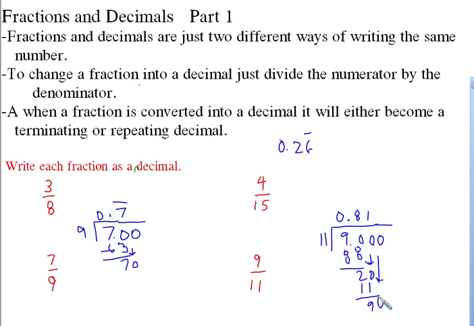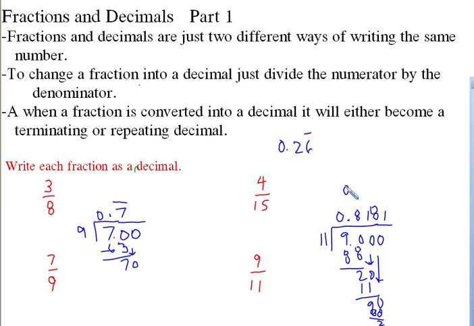So 90. How many times does 11 go into 90? It goes in 8 times. And then we end up with 2 again. So it's going to end up with 8, 1, 8, 1, 8, 1, 8, 1.